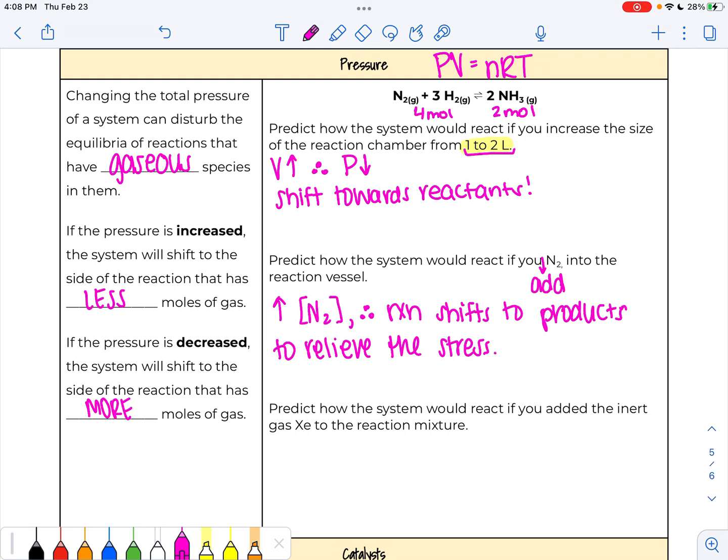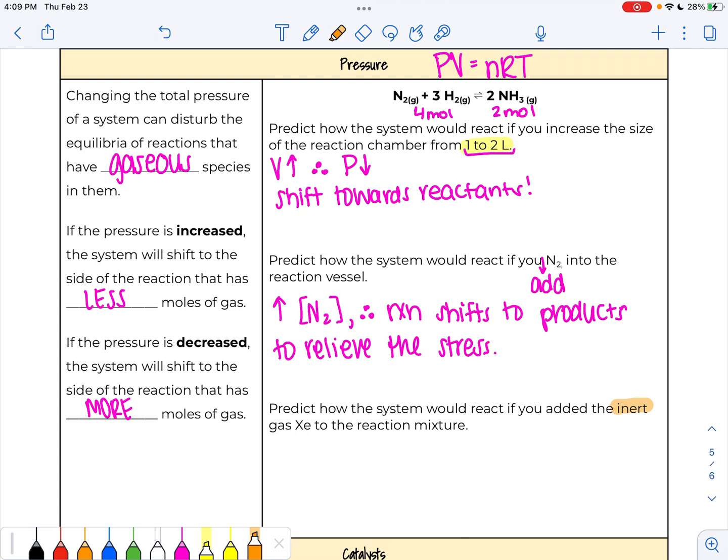All right, last one. Predict how the system would react if you added the inert gas xenon to the reaction mixture. Okay, so here's where it gets tricky. An inert gas, the word inert, means non-reactive. So if you think about where xenon is on the periodic table, it's in group 8. Things that are in group 8 have how many valence electrons? 8. So why are these things inert? They're already highly stable. These things don't want to react. They don't want to lose or gain or share electrons because they already have filled valence shells. So xenon is an inert gas that doesn't want to react.